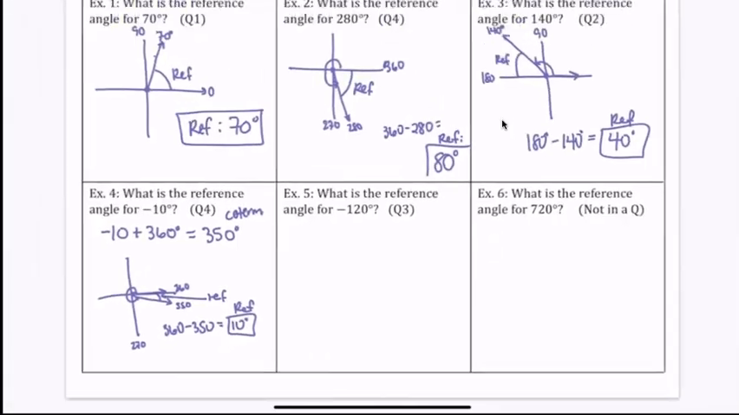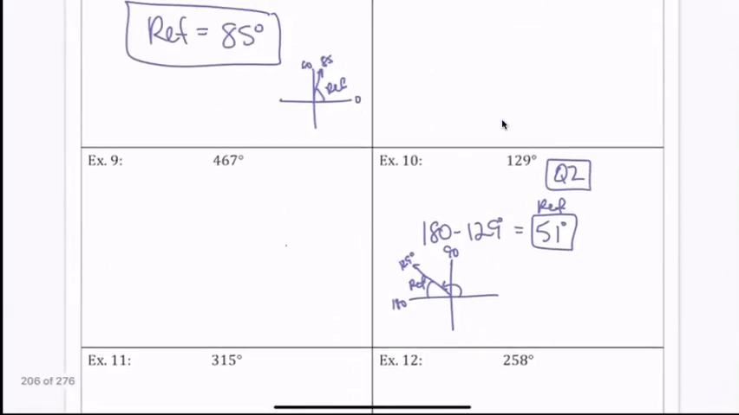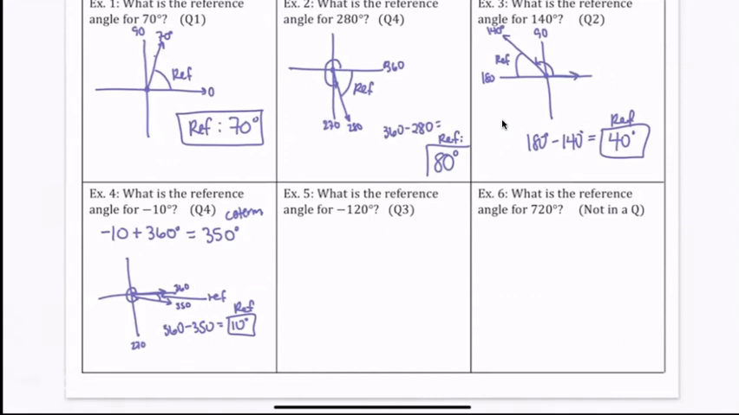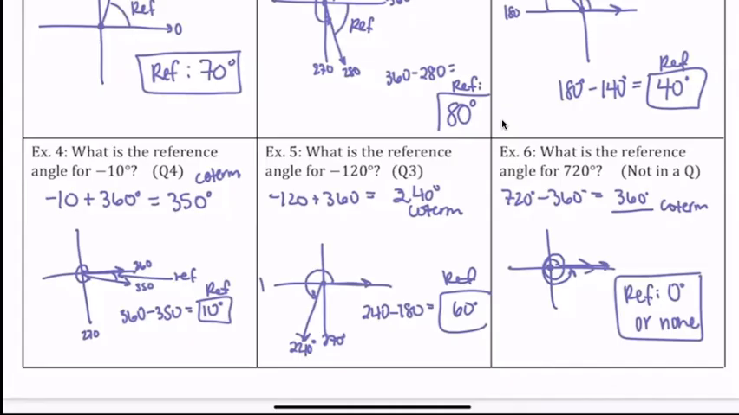Good. Go ahead and try 5 and 6. You can also do 8 and 9 while you're at it, and then come back when you're ready to check it. Go ahead and check 5 and 6. You should have gotten 60 degrees for 5 and 0 degrees, or you could say none for number 6.